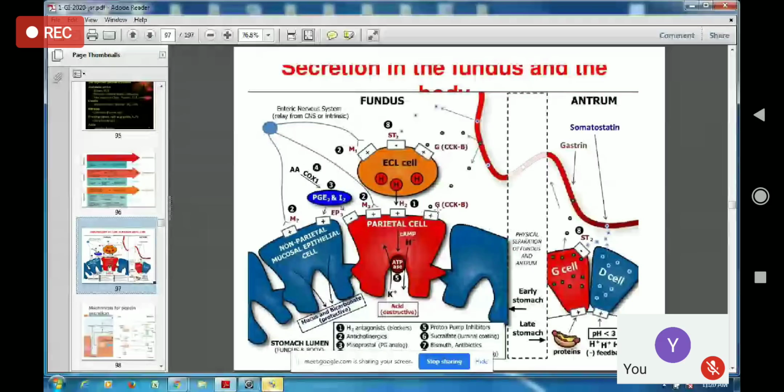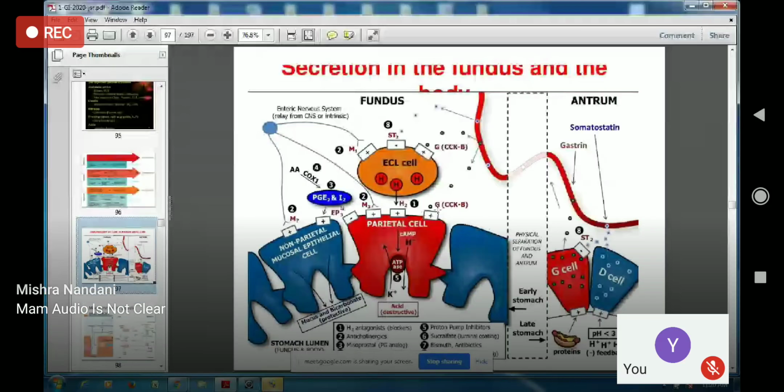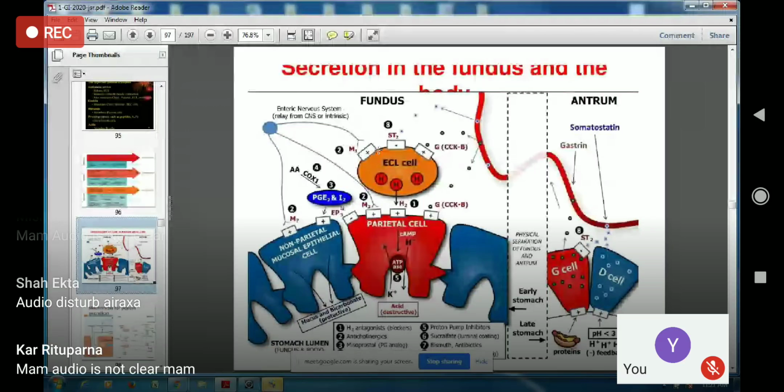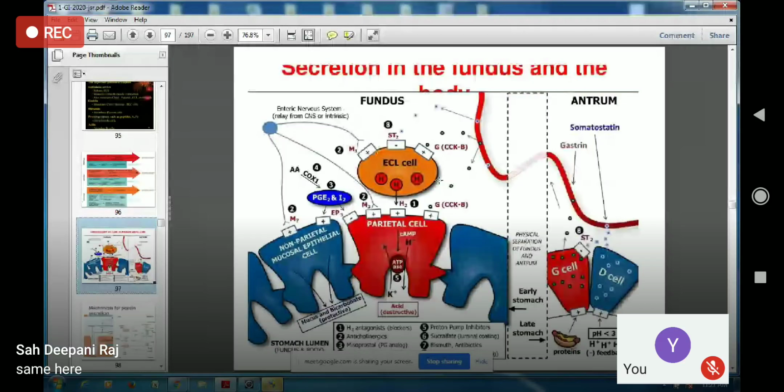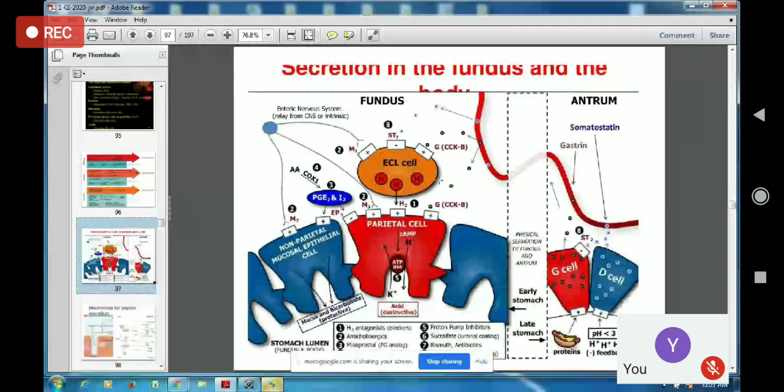You should also know that when there is parasympathetic stimulation, the vagus nerve stimulation, the vagus nerve is the parasympathetic nerve. It has got muscarinic receptors on the parietal cell. By the help of cyclic AMP, second messengers, it causes increased HCl secretion. There are various second messengers; some are G stimulatory, some are G inhibitory.